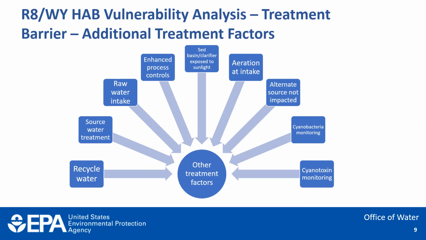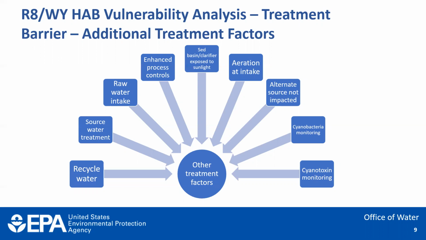Source water treatment? Are they adding, I don't know, copper sulfate or some kind of coagulant in their source water to handle yearly blooms? What are the raw conditions of their raw water intake, the flexibility of drawing from different levels, perhaps to find water that's not as impacted by the bloom on the surface? Any enhanced process controls? Are there clarifiers outside? So are they exposed to sunlight where cyanobacteria could grow within the plant? Do they have aeration at the intake?